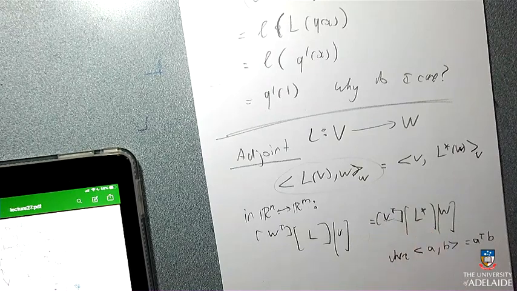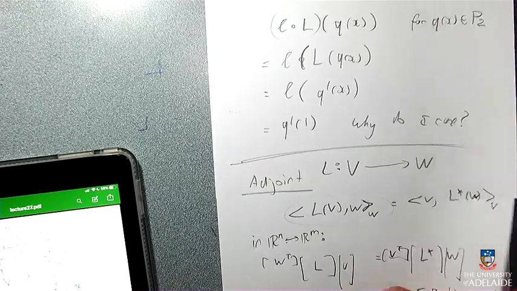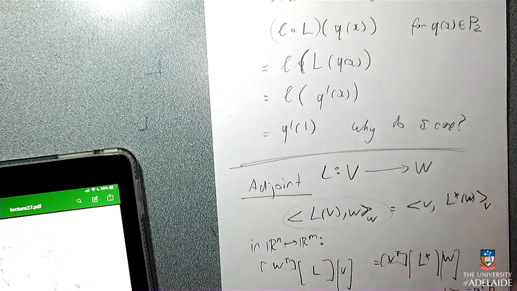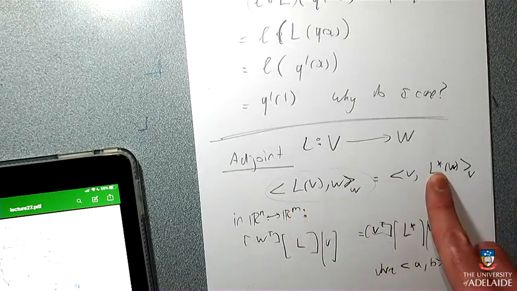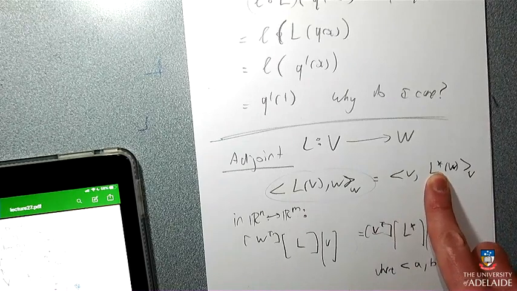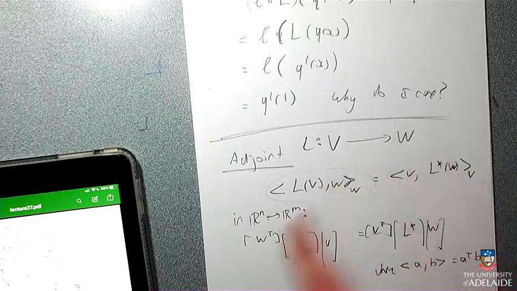But then we're asking ourselves, what does L star have to be in order to do that? L star has to have the transpose in there somewhere, but it's sort of mangled a bit by the kind of dot product you're using.